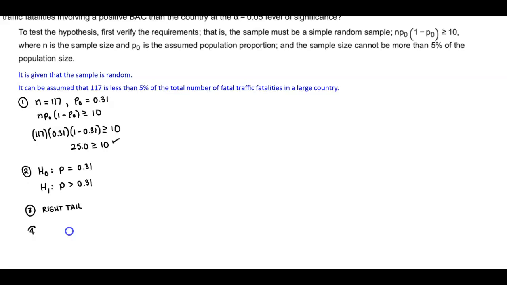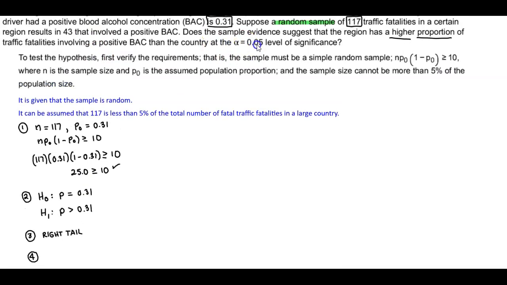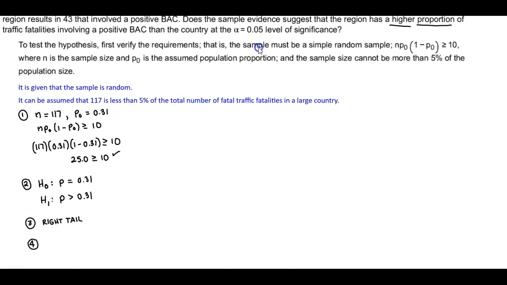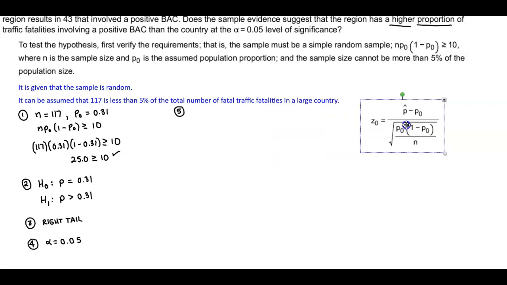Okay, and then in step number 4, we're also going to write out what the significance level is. So we're testing it at a significance level of 0.05. Okay, so now the next step is we want to find our test statistic. So let's take a look at the formula. The test statistic is Z subscript 0. That's what we want to find.